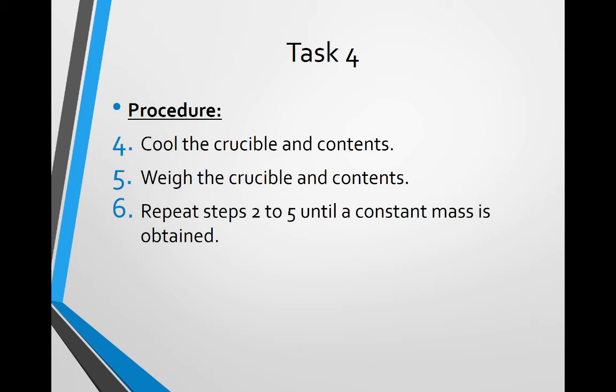Now, at this point in time, I want you to pause and to think about whether the mass that you get at the end will be greater or less than the mass at the beginning. What I'm asking you is to think about the final mass of the crucible and contents. Will it be greater, less, or equal to the initial mass of 2 grams? Once you have thought about it, you can continue playing this video.